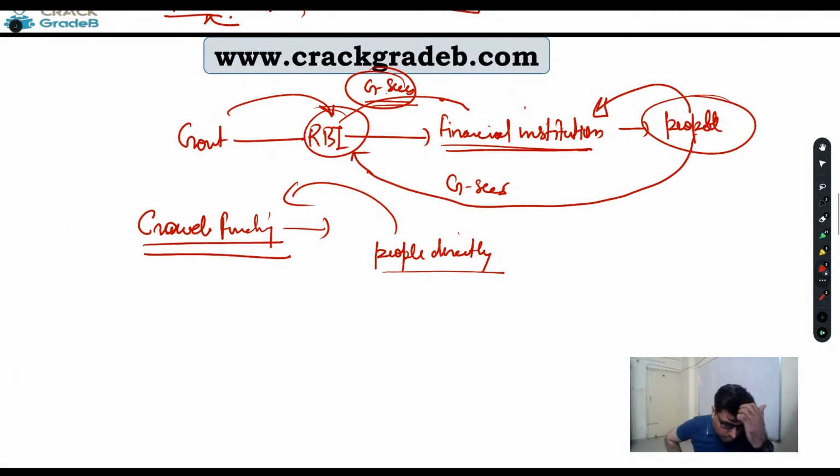For example, PM CARES. People are requested to donate for that fund. So that is the means of crowdfunding. For anything, if government is asking money, two things can be possible. Government is asking money and saying that we will return your money with interest, or government is just requesting you to donate for that particular thing. That donation is coming from crowdfunding. Such a way is known as crowdfunding.